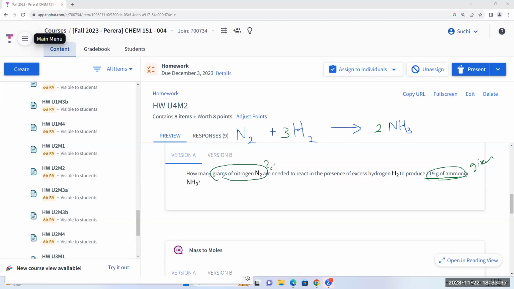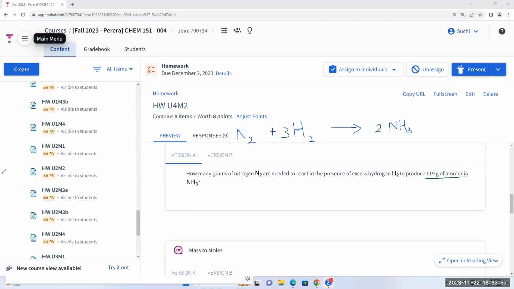You might be asked a different question based on the version you are getting. Maybe they're asking for hydrogen in some of your cases. So be careful there. Hydrogen has a very different mass than nitrogen. Anyway, we always start with what is given. So let's do that.